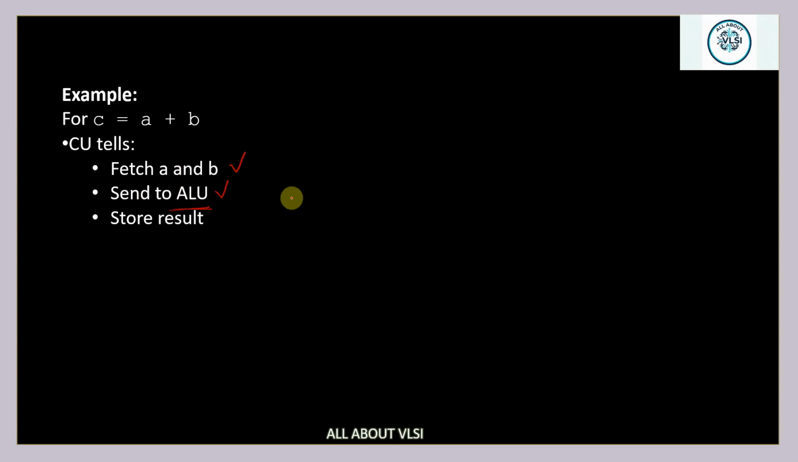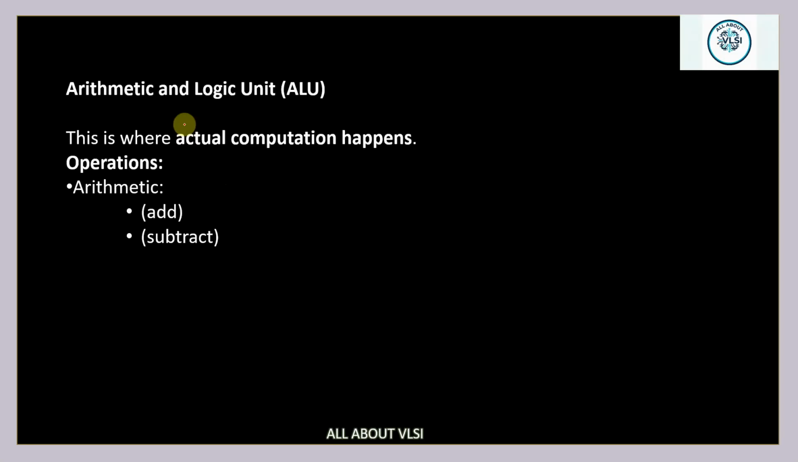ALU is going to give me the result, and that result is going to instruct the control unit to store it in my memory. So this is how the operation is going to work. And next is the arithmetic and logic unit, where the actual computation is going to happen, like addition, subtraction, shifting operations, multiplication, division, right shifting, left shifting. All these operations are going to happen inside my arithmetic logic unit.